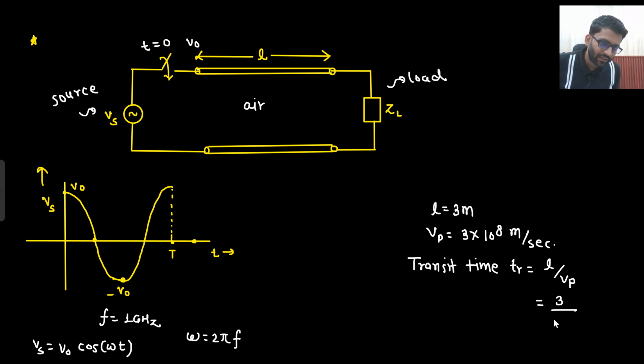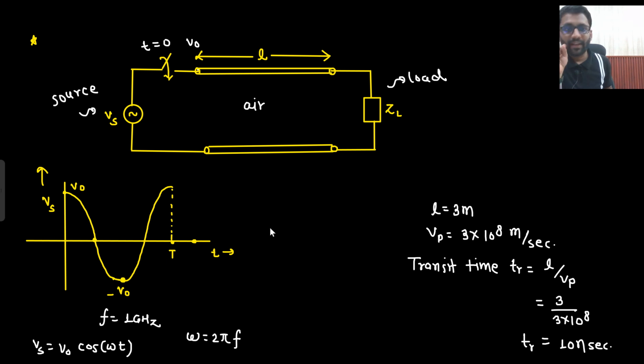3 divided by 3 into 10 power 8. So this will be 10 nanosecond. So transit time will be 10 nanosecond. That means it will take 10 nanosecond of time for this V naught to reach here. Are you able to understand this point?